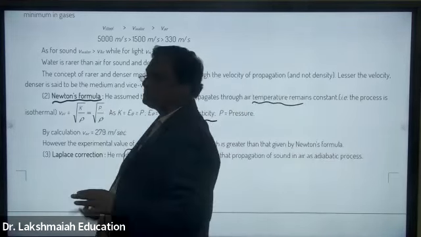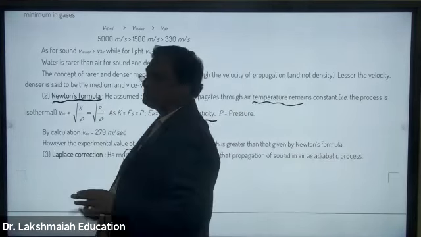So yes sir, he assumed that when sound propagates through air, temperature remains constant. That is, the process is isothermal. Isothermal means it obeys Boyle's law. So from that equation, he found that velocity is equal to root over P by rho. P is the pressure. Any doubt? Please ask me.